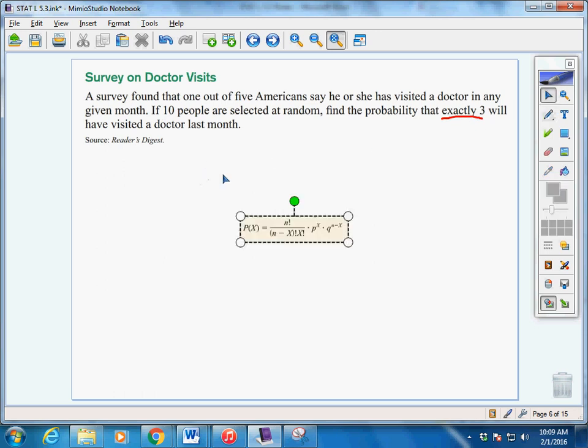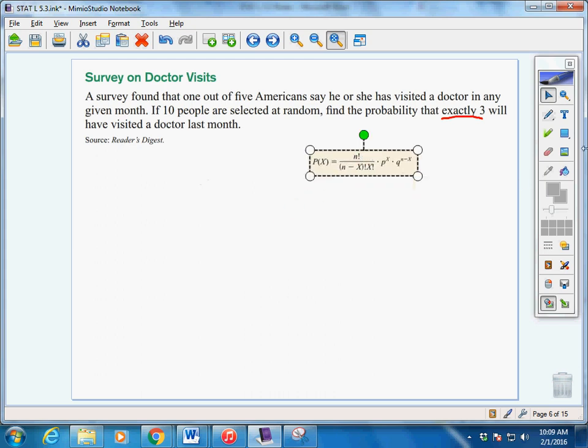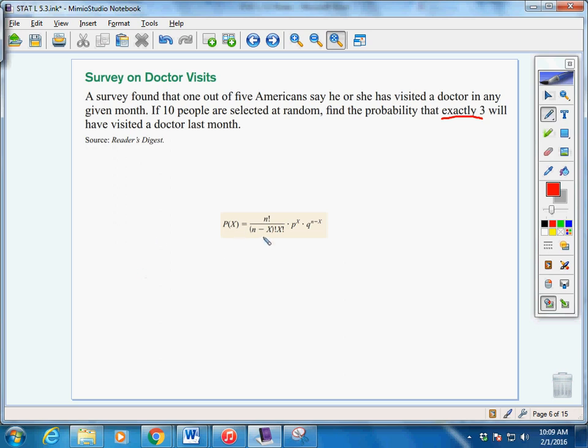Well, let's remember our formula. And actually before that, let's pull out some information. Basically, look at what we need to know. We need to know what N is, the number of trials. We need to know what we want, what our success is, and then we need to know our probability and our failure. It's not as complicated as it looks once you get used to it.